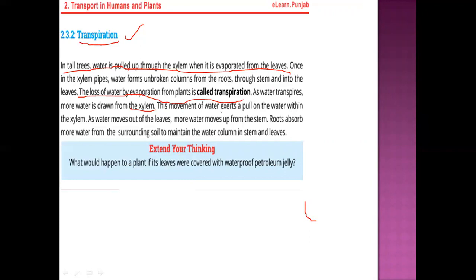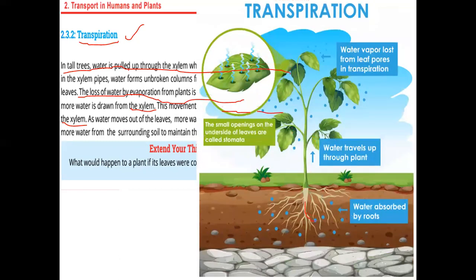This movement of water exerts a pull on water within the xylem. As water moves out of the leaves, more water moves up the stem. Roots absorb more water from the surrounding soil to maintain the water column in the stem and leaves. So actually, this is the transpiration process.